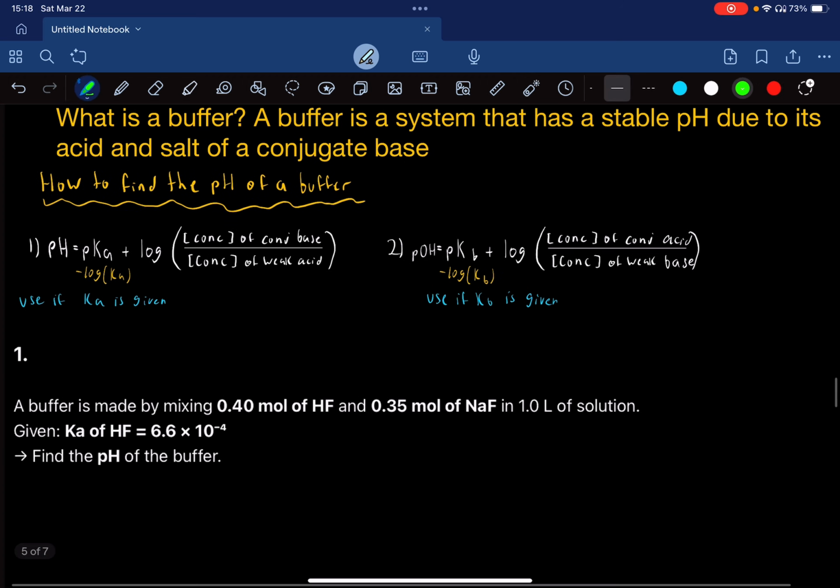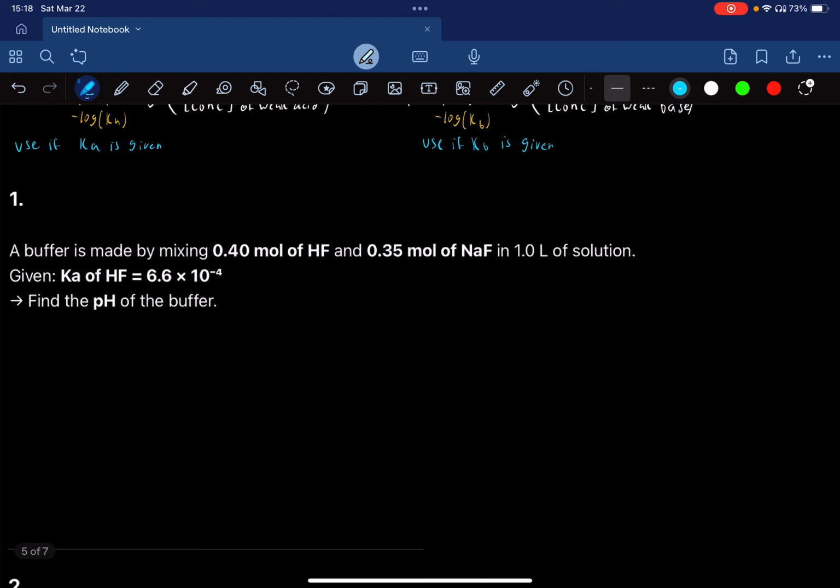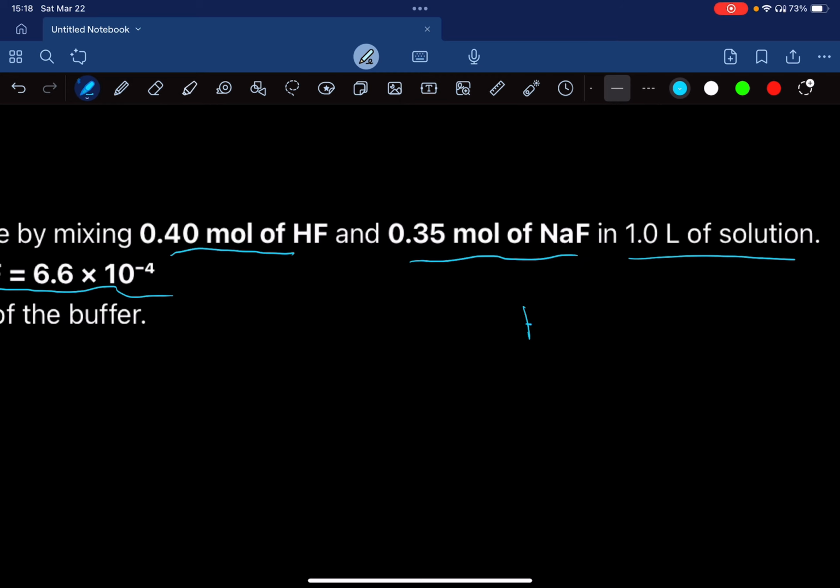Okay, so let's begin. Let's use a different color. A buffer is made by mixing 0.40 moles of HF and 0.35 moles of NaF in a 1 liter solution. Given that Ka, the acidic constant of HF, is 6.6 times 10 to the power negative 4, calculate the pH. Number one, we're given the moles of HF and NaF. We need to convert them into molarity or concentration.